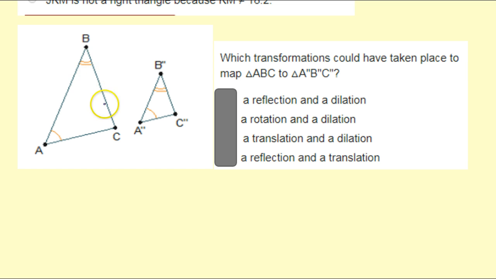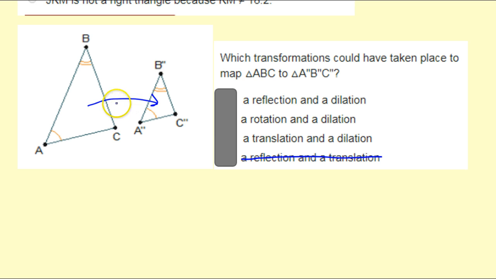Okay, so we have this transformation where the large triangle is ultimately mapped onto the smaller triangle. Which transformation could it be? Well, the size changed, the lengths changed. So that means there's some kind of dilation happening, because that would change the size. A reflection and a translation, neither one of these would change the size. So we can throw out that option.